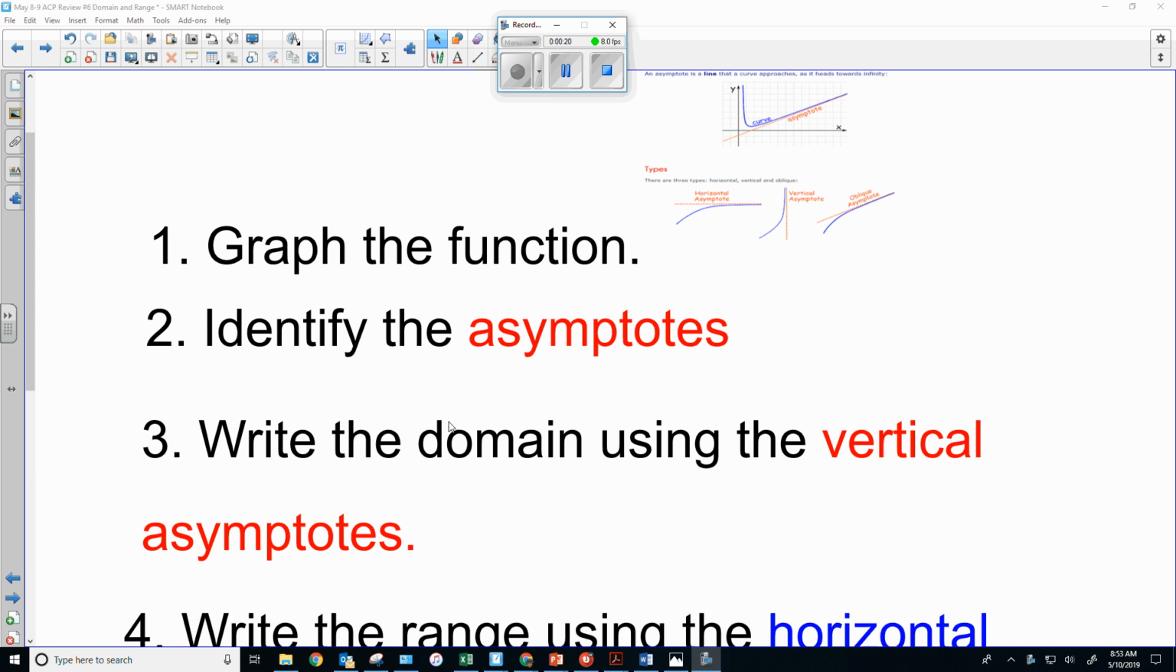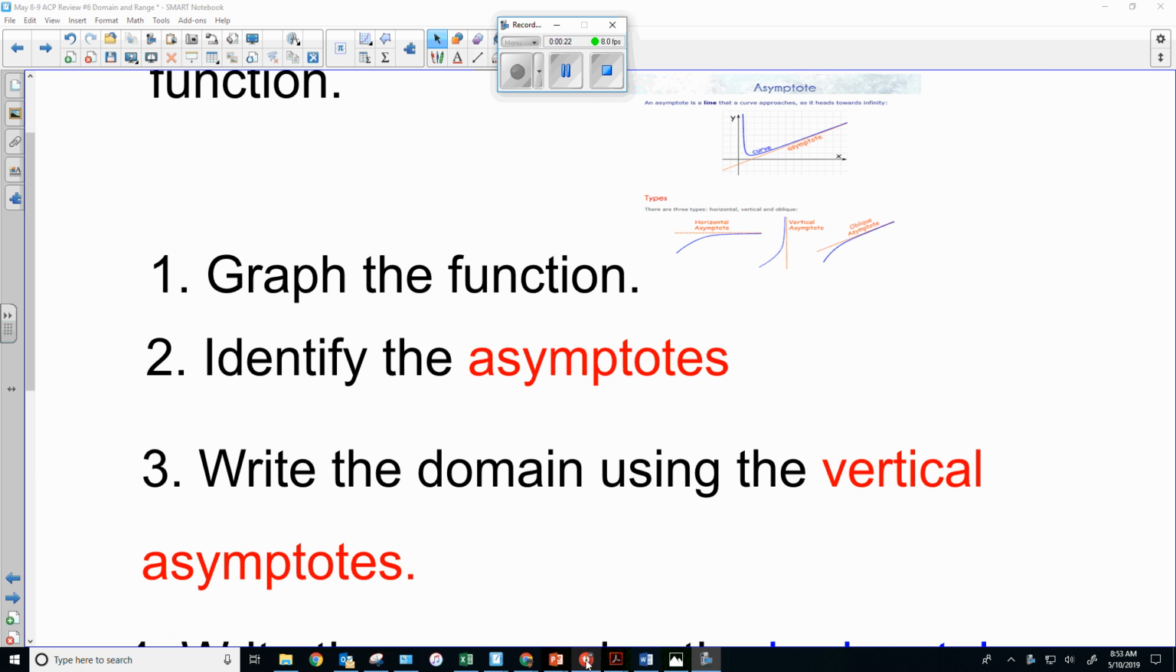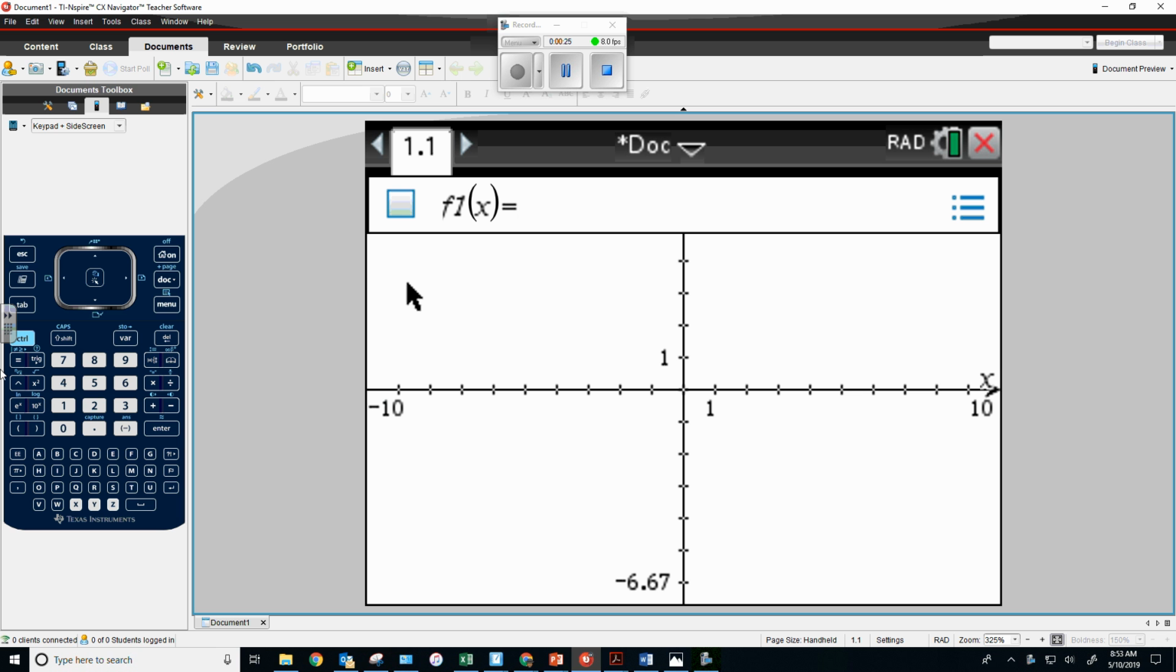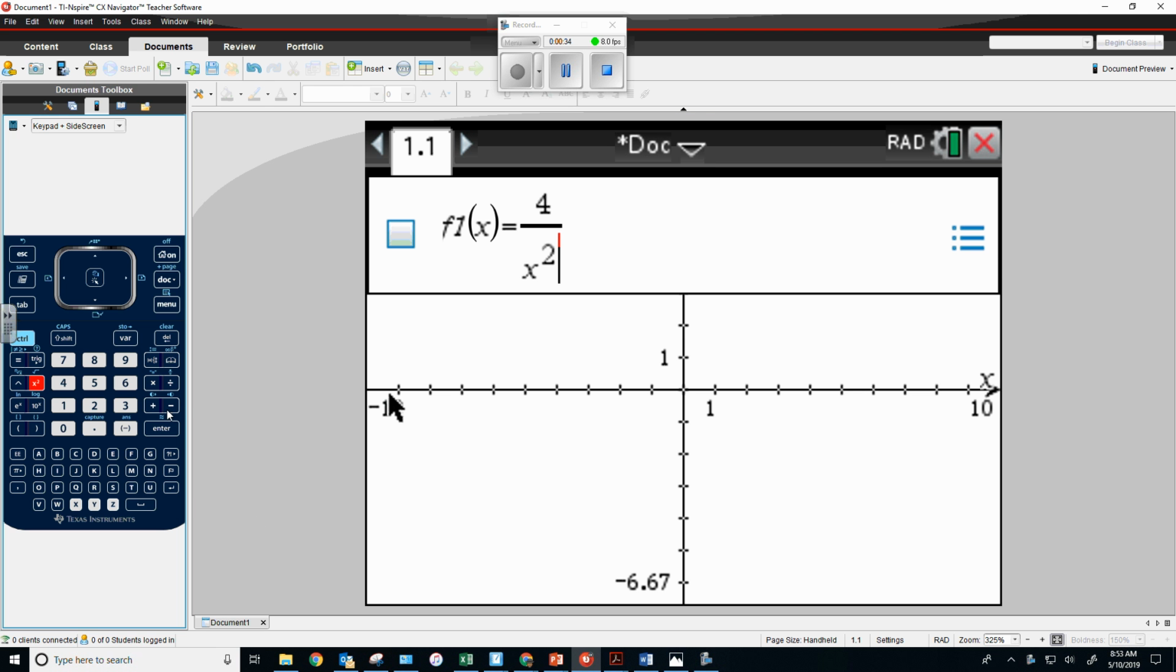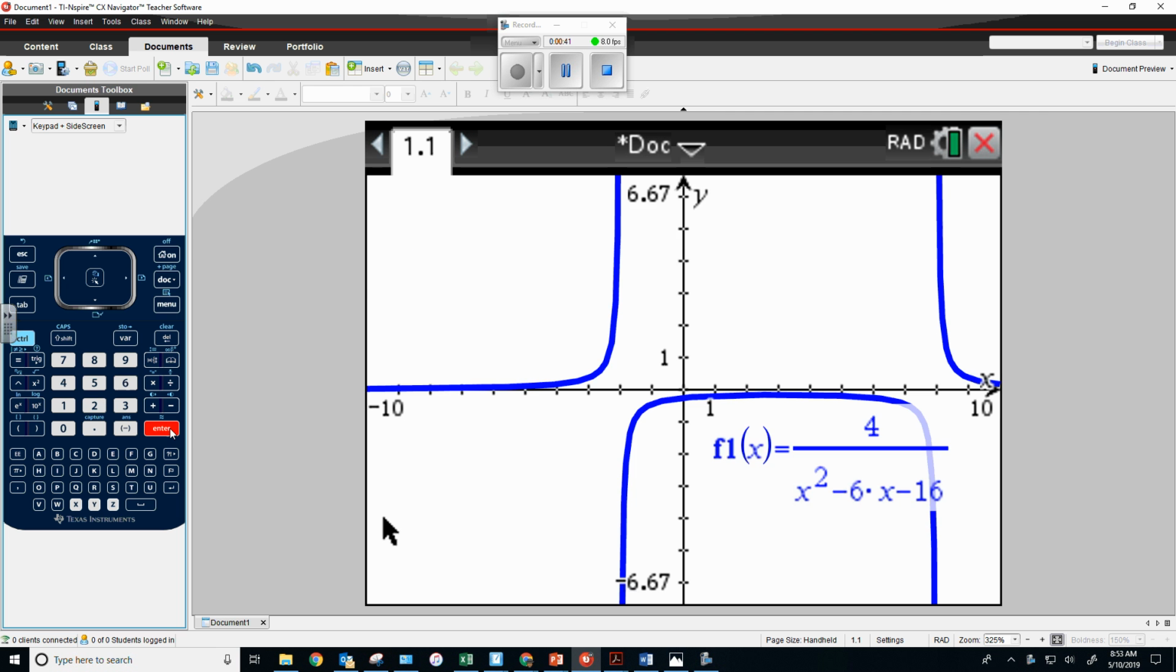Let's use, for example, the function 4 over x squared minus 6x minus 16, and we'll go ahead and graph the function. Okay, and if we graph that, looking at the graph, we can see that there are 3 asymptotes, 2 vertical and 1 horizontal.